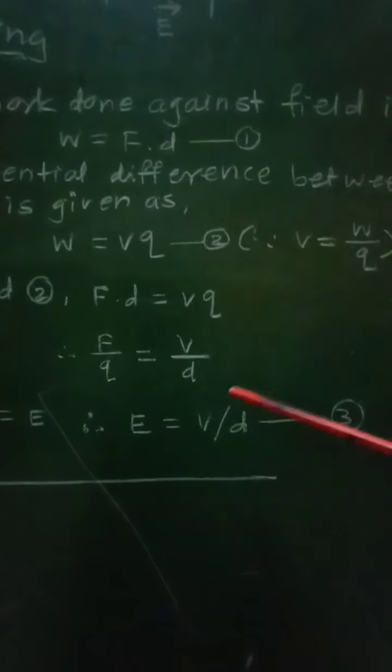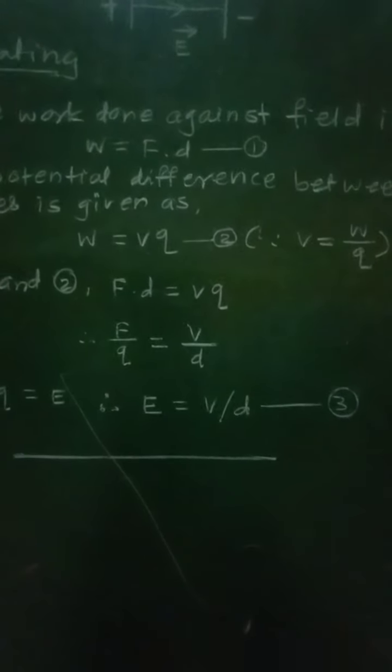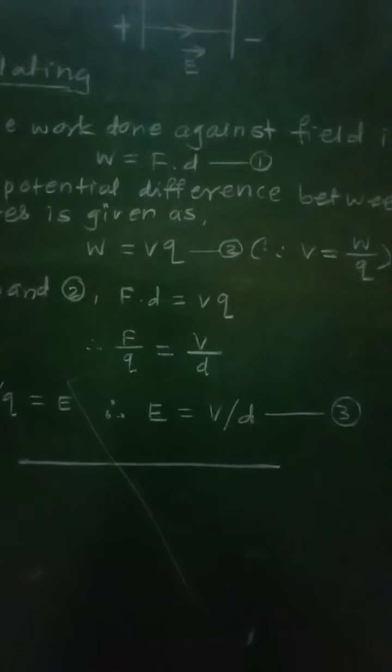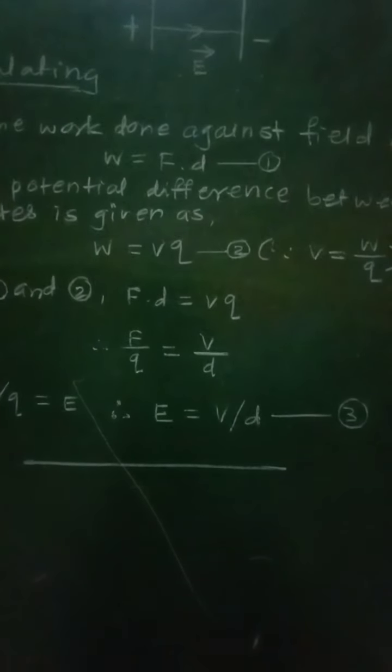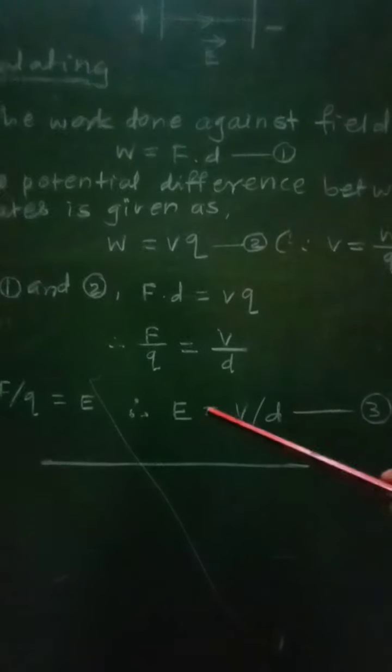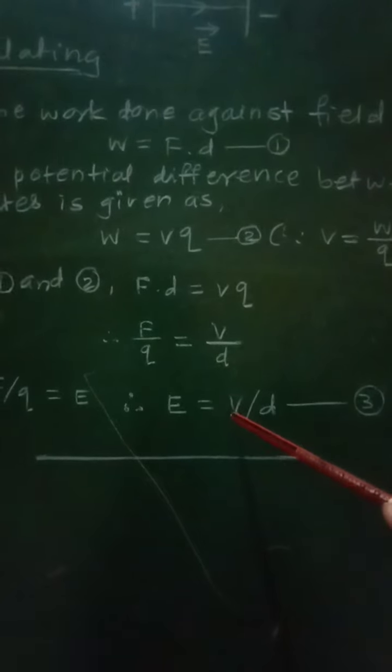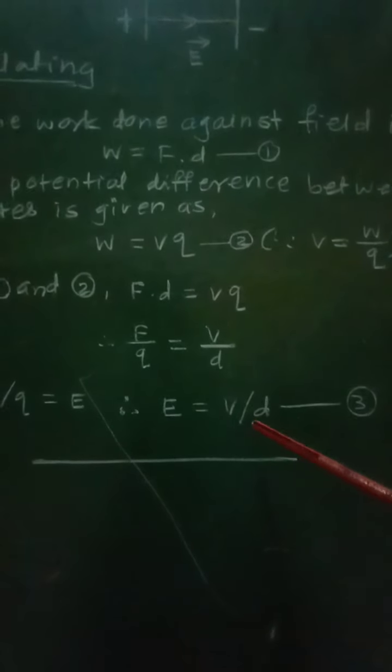So by using this relation E is equal to phi by D, we can calculate the electric field between these two plates. The SI unit of this electric field will be volt per meter. From this formula, it will be expressed in terms of phi by D, that is volt per meter.